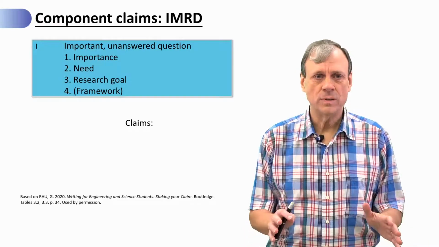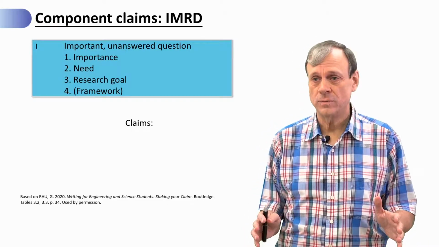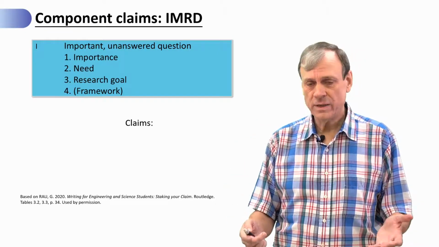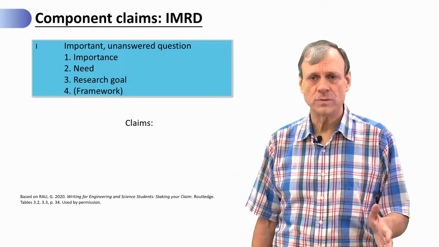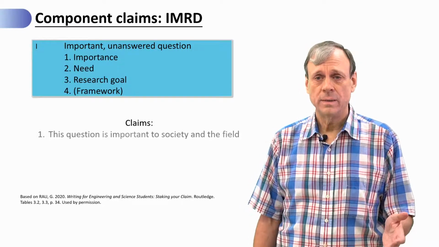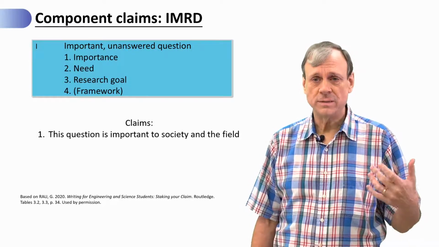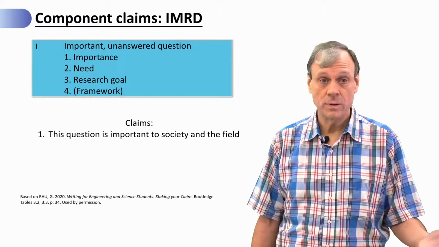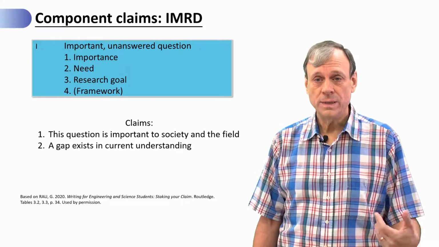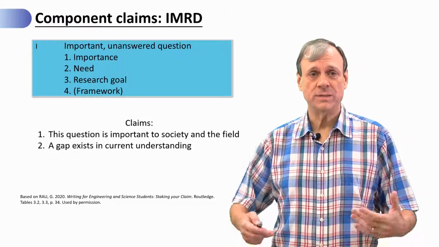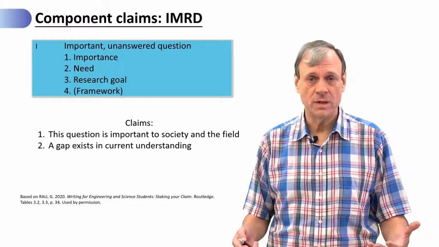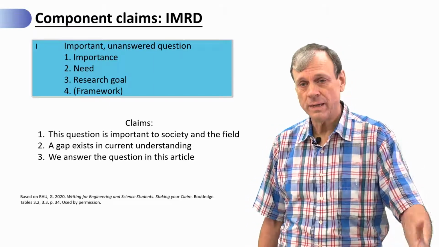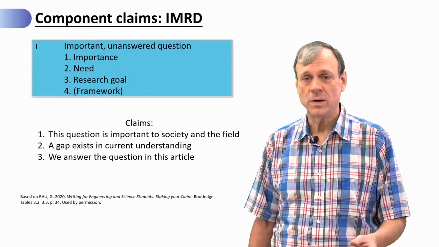Now again, these are just names, but how are they related to claims? Well, the claims are going to be different depending on the particular research, but in general, let me give you some examples of what those claims might look like. Importance might say that this question is important to either society or the field, or both. Need, that a gap exists in our current understanding of this topic. The research goal then says how we are going to answer that question in this article.